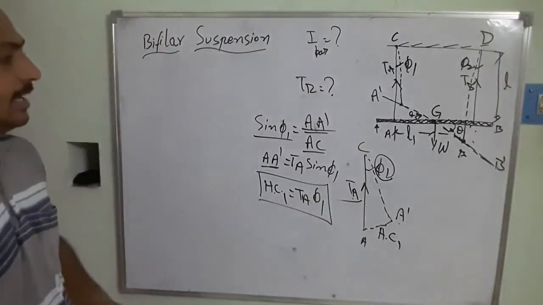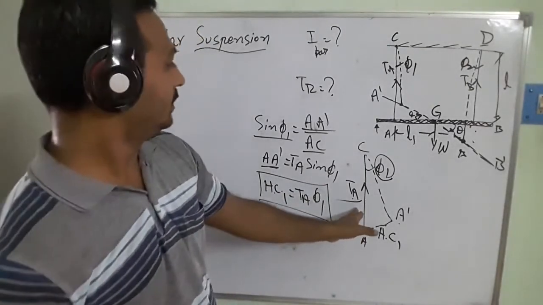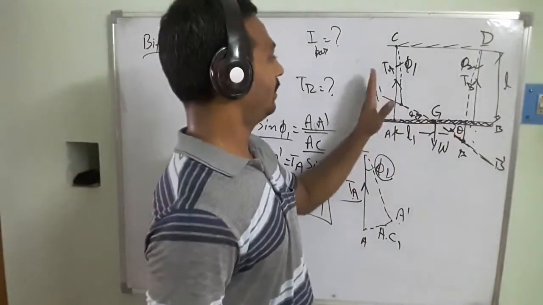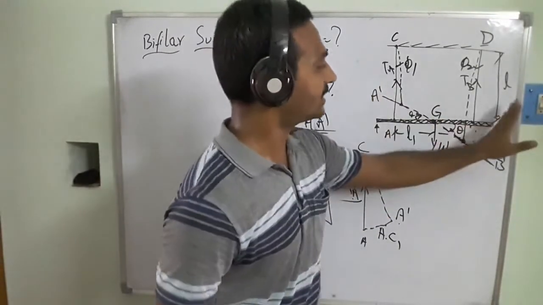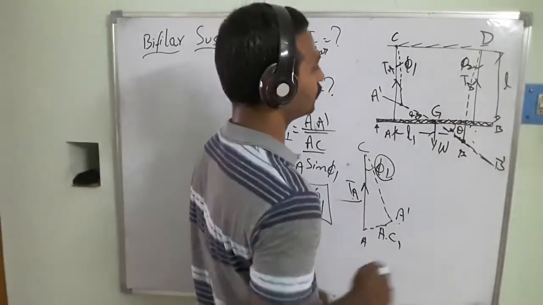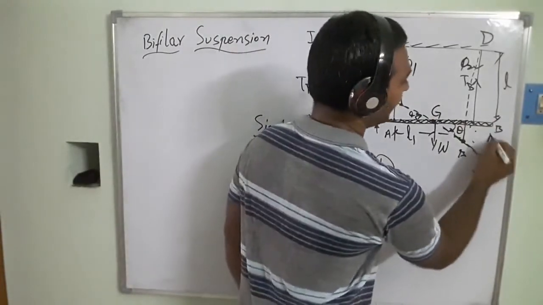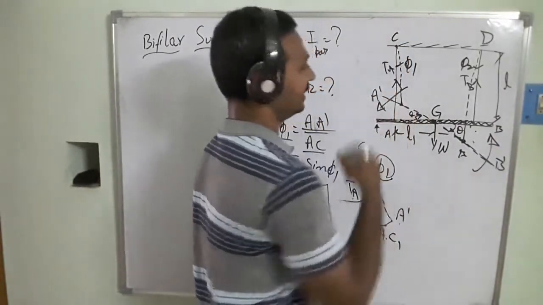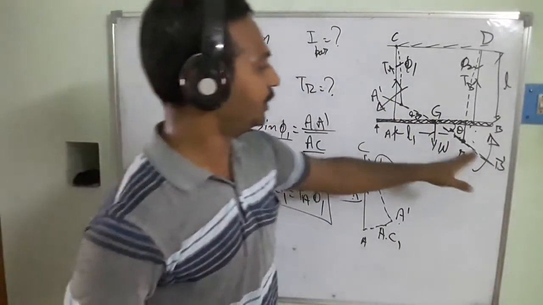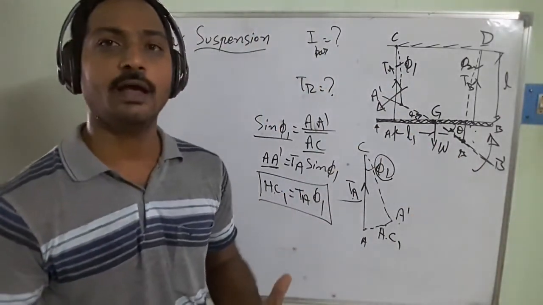And similarly, in this case, this is one side of the center of gravity point. On the other side also the restoring force is going to be acting. How is it going to be acting? It is going to be acting in this direction, and this is going to be acting in this direction. So by the combination of these two, it is going to generate the restoring torque.